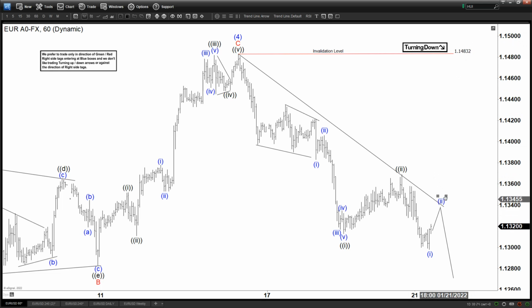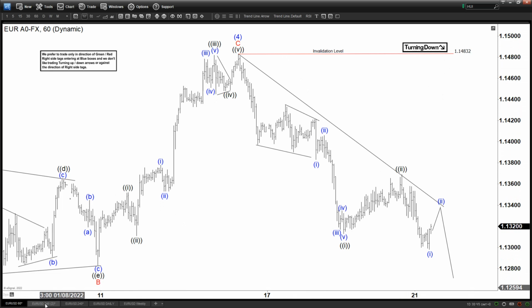So this is a short-term view. We are not going to be talking about the longer time frame or the longer direction, okay, but from the short-term point of view, we're looking for the downside while it stays below 1.148. So this is the key level for now. The arrow is still turning down, and the reason is we have not broken below the previous low, which is the 3 in blue.